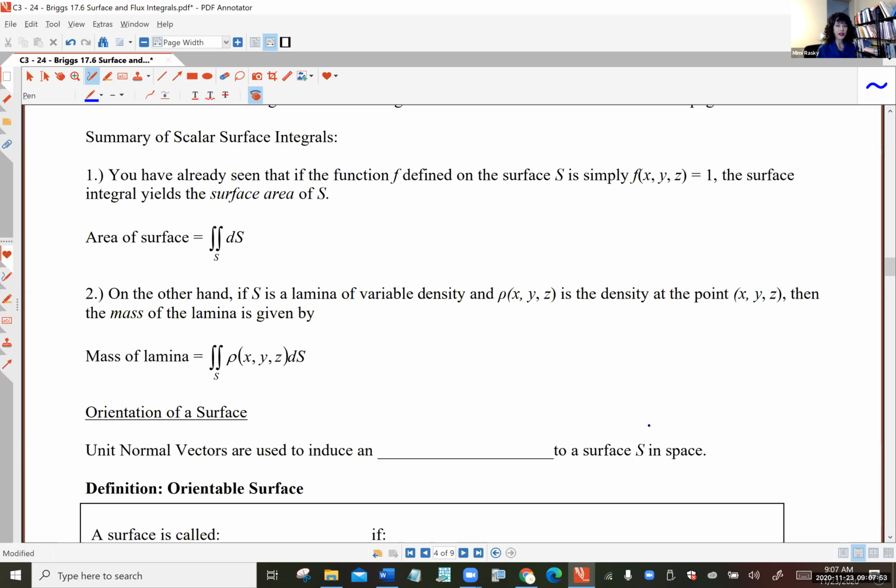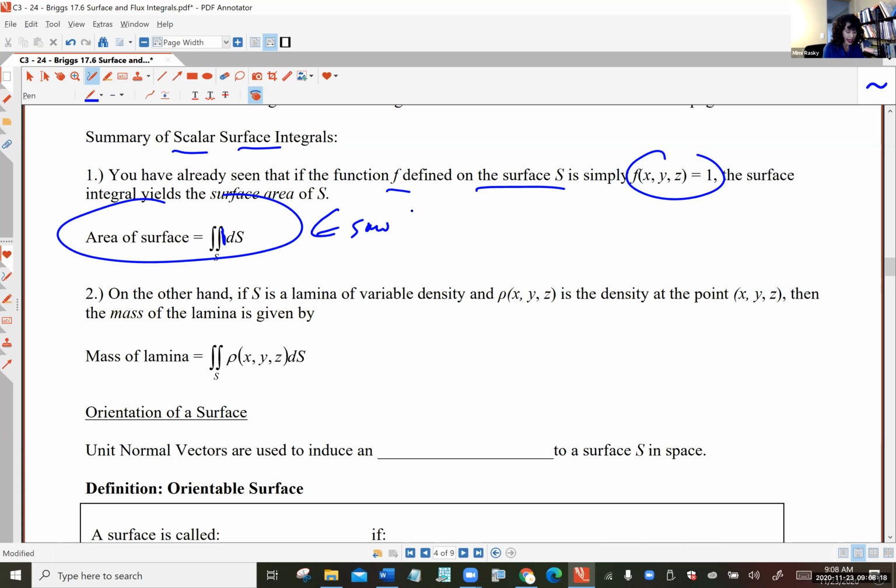Okay, so let's do a quick summary of what we just did, in case you were falling asleep and didn't have enough coffee. For the scalar surface integrals, you've got some function f defined on the surface, and that's supposed to be like a density function. If it's just a 1, then your surface integral actually gives you the area of the surface. And you saw this already in the last midterm, because I asked you to use a double integral to find surface area. But if you put something other than a 1 in that surface integral, then it's not going to represent surface area anymore.